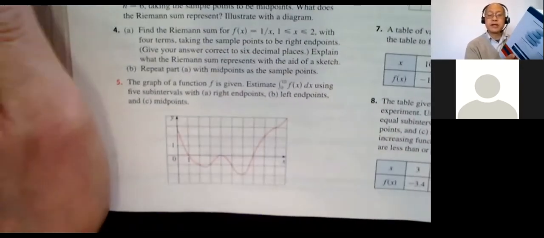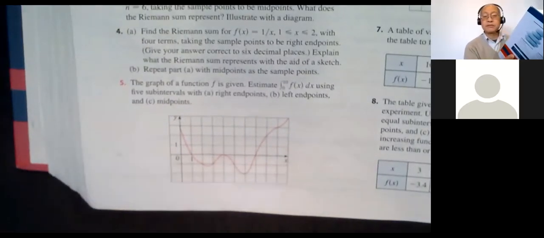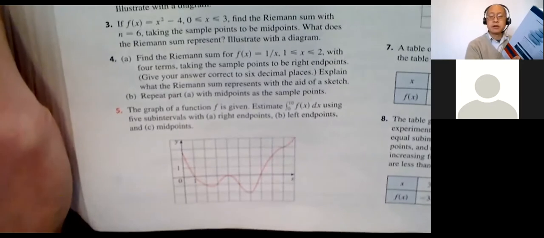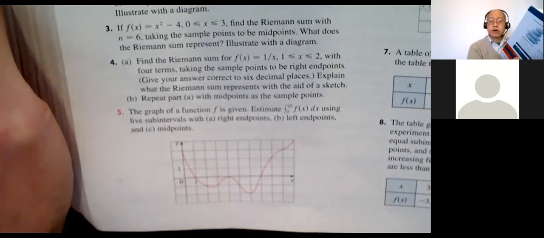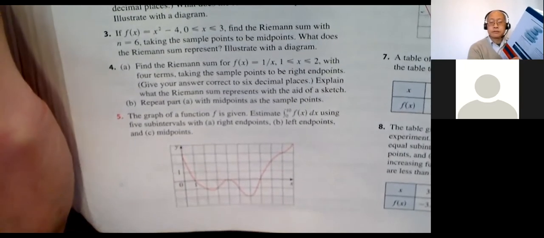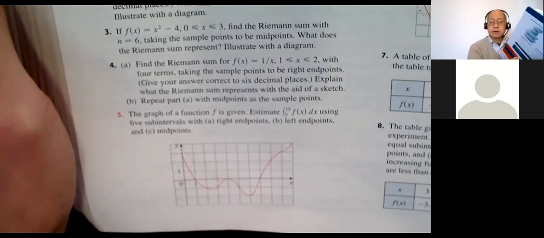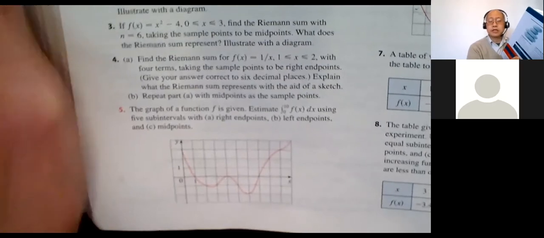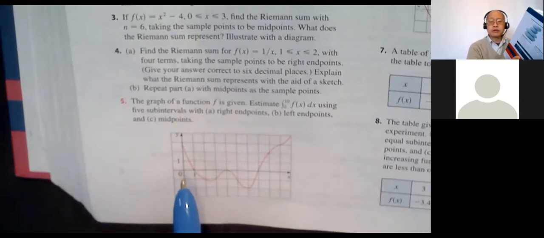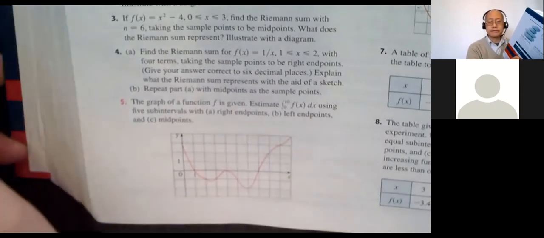Estimate the integral from 0 to 10. 0, 1, 2, 3, 4, 5, 6, 7, 8, 9, 10. 5 subintervals. Okay. If you're going from 0 to 10, 5 subintervals, what's my delta x? Hint, you're going from 0 to 10. How long is that? 10. Divided into 5 subintervals. How long is each subinterval? 2. Right? 10 divided by 5 is 2. So the subintervals, smaller intervals, are from 0 to 2, 2 to 4, 4 to 6, 6 to 8, 8 to 10.